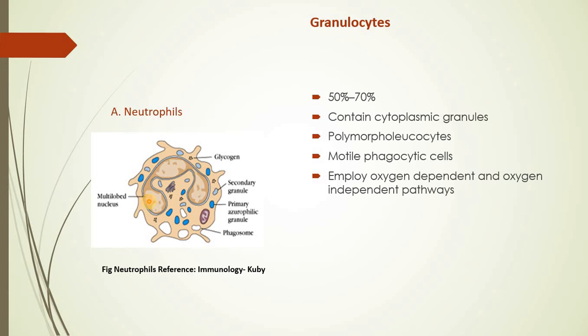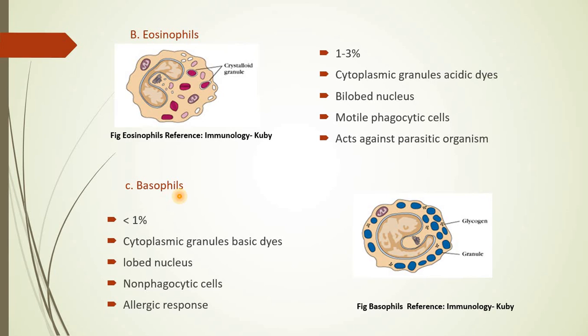These neutrophils show a many-lobed nucleus, and therefore they are called multinucleated cells. Because they contain a large number of lobes within the nucleus, these are also called polymorphonuclear cells, right? Further, these neutrophils are motile phagocytic cells, as they are seen circulating in the blood, and they employ oxygen-dependent as well as oxygen-independent pathways to knock down the effect of antigen.